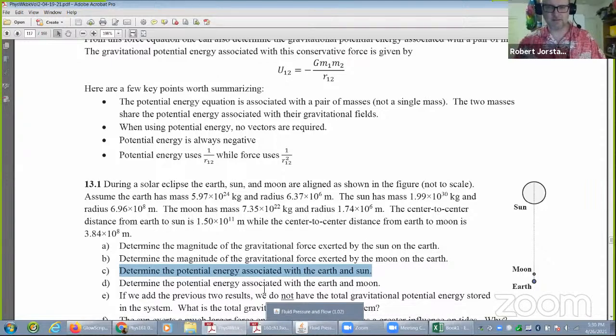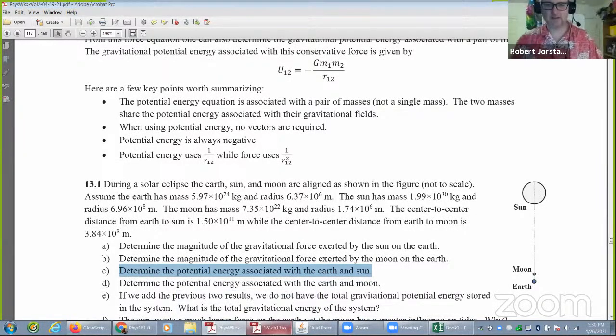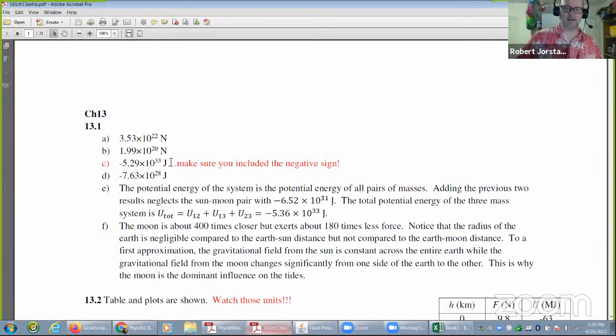Is that right? I think I might have typed in a wrong number. I got the same thing. Wow, that's crazy. That's huge, isn't it? Let me double check. Oh, that's what I got. So notice one of the things that I was hoping you would do is check that minus sign.